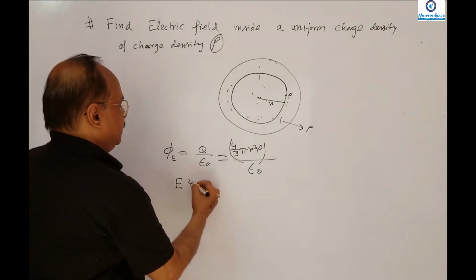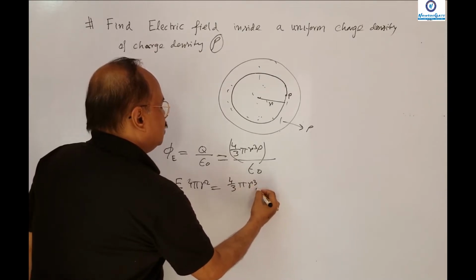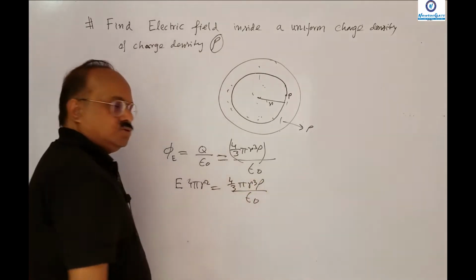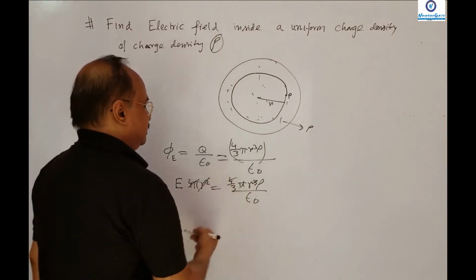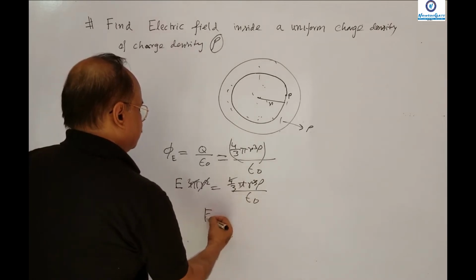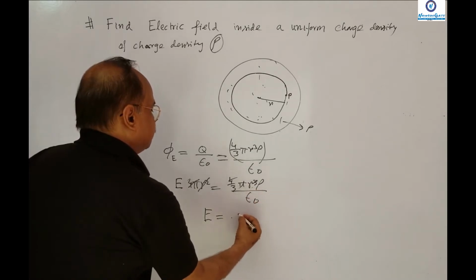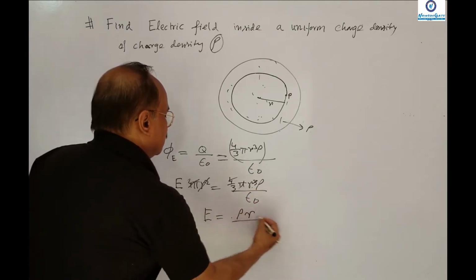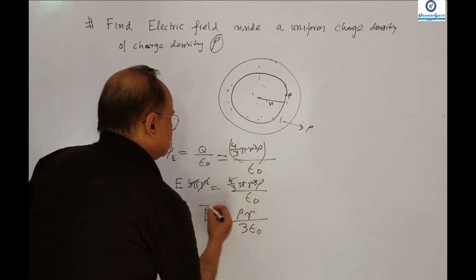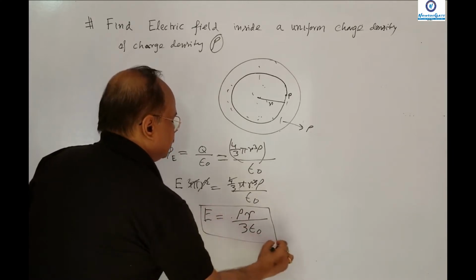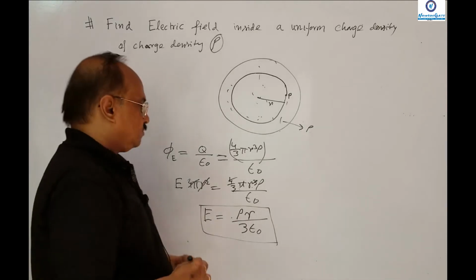which is 4 pi r square. So E into 4 pi r square is equal to 4/3 pi r cube rho divided by epsilon naught. This 4 and this pi get cancelled, and r square gets cancelled. So the electric field will be rho r divided by 3 epsilon naught. That is the electric field. So the electric field at the point P will be equal to rho r divided by 3 epsilon naught. Remember it. That's all.